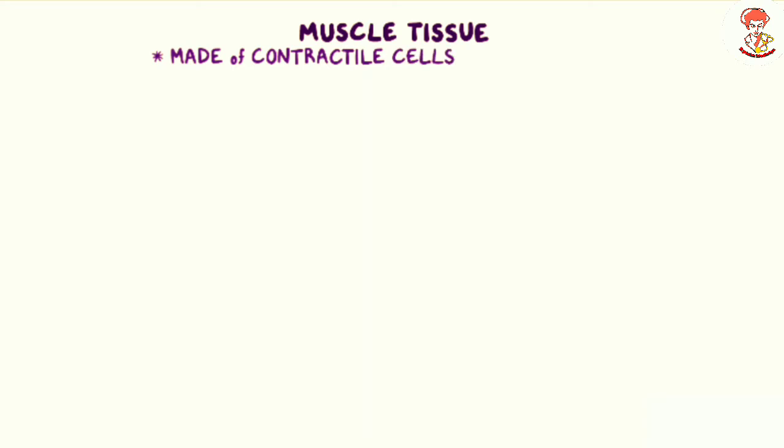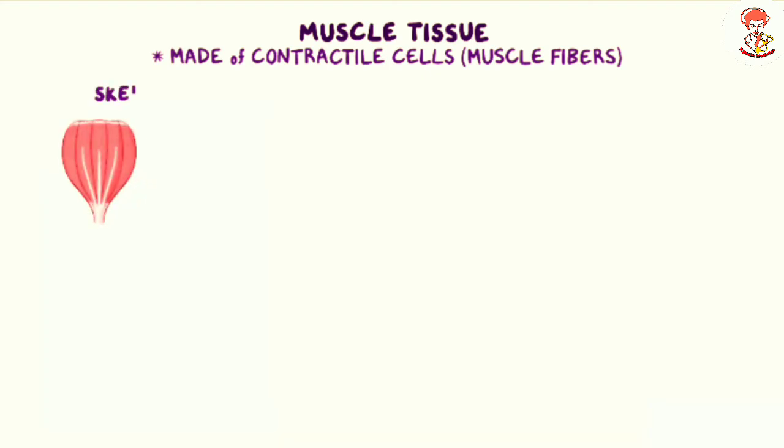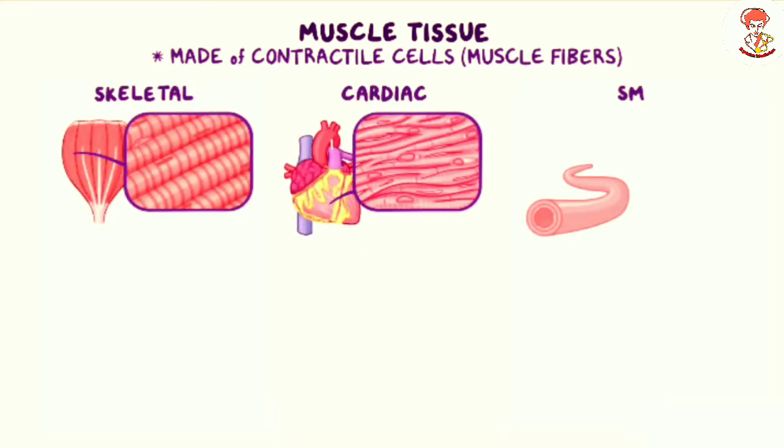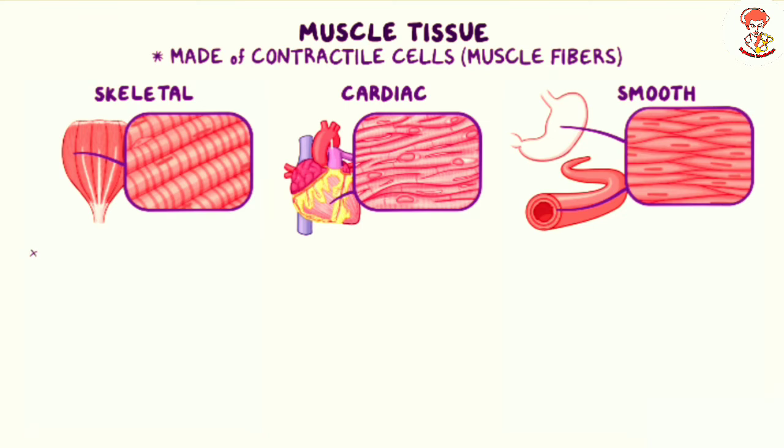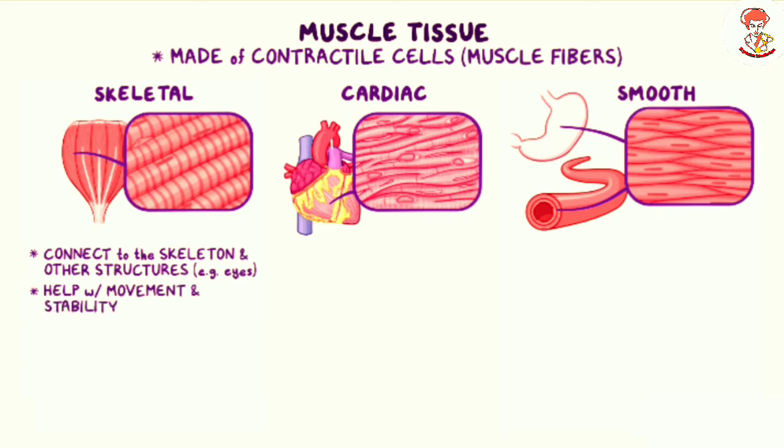Muscle tissue can be grouped into three types: skeletal, cardiac, and smooth muscles. Skeletal muscles connect to the skeleton and other structures like the eyes to help with movements and stability of the body. These muscles are voluntary, which means we have active control of them to perform movements like flexing your elbow.